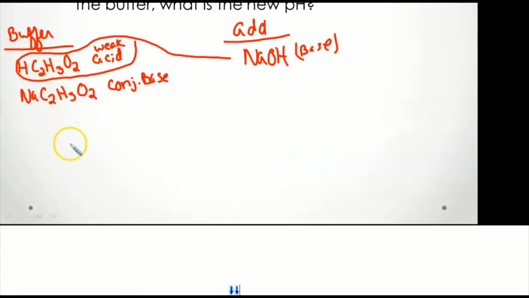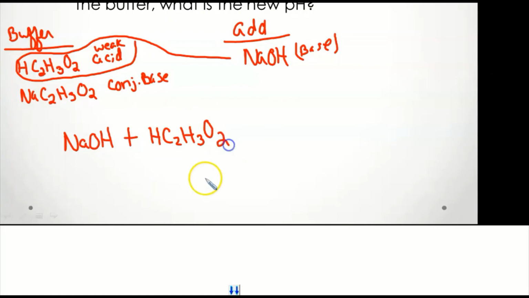So what we're going to do is start out with the thing that I'm adding. I call it the invader. We're going to start with the invader, and we're going to react it with the part of the buffer that's opposite. This is a base, so I think the acid. Okay, looking okay. This is a double replacement reaction. And so what happens is those front ions, those cations, basically switch places. Now here's what we're going to do.